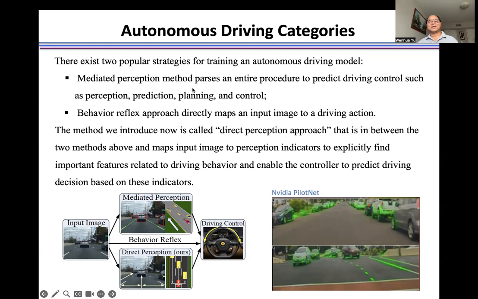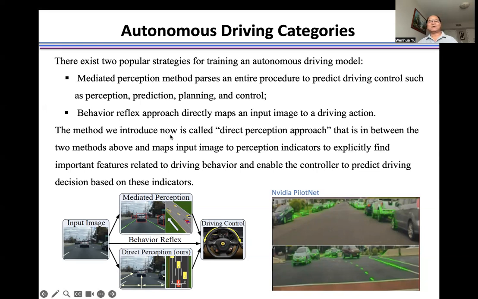The first method divides the entire procedure into multiple stages, such as perception, prediction, planning, and control. We solve each stage separately, and then we combine the results from each stage to get the final result for the original problem. The behavior reflex method is also the end-to-end method that directly maps an input image to a driving decision.